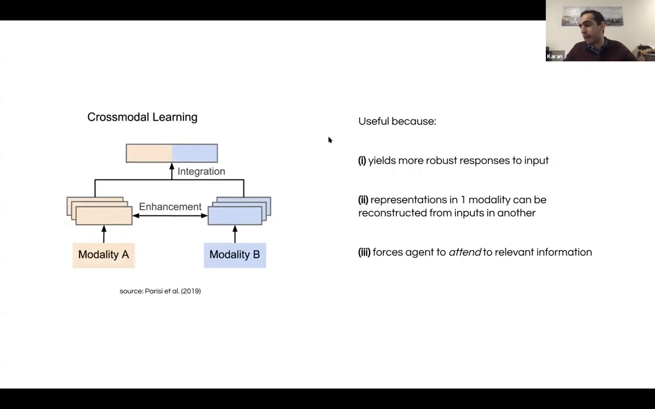And the final pillar that we'll talk about is multisensory learning. The claim, and why this is important, is that agents generally operate in a really noisy world, and multisensory learning will allow them to be more robust to all the different sorts of inputs they're receiving, which will probably contain lots of noise. It's useful for three reasons that they highlighted here. First one, it'll yield a more robust response to the input.